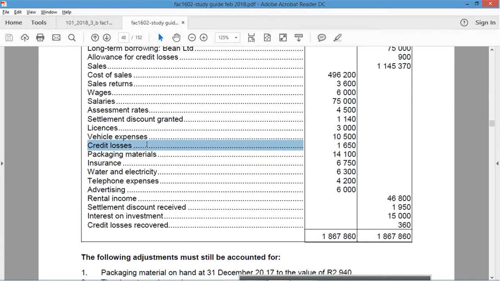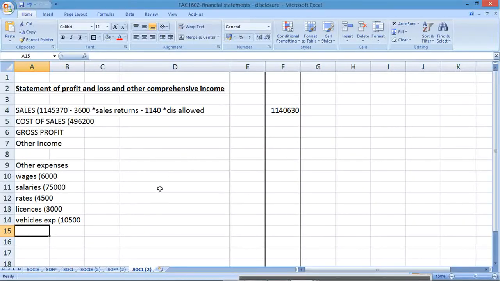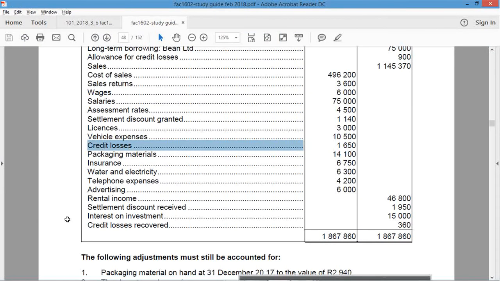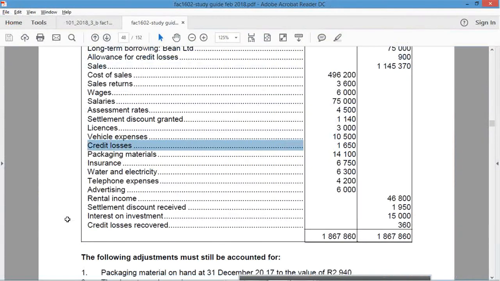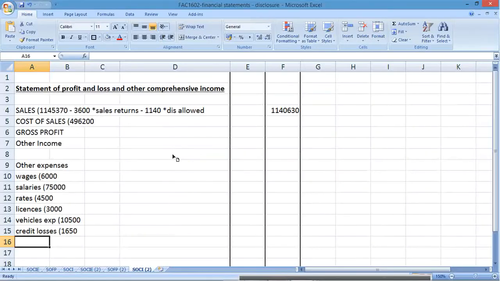Credit losses is a negative asset. No, an allowance for credit losses is a negative asset. Credit losses is expense. Yes. Remember it has the debit balance. Always look at the debit or credit as a clue. Credit losses goes where? Expense. Yes. 1650. Packaging expense. Correct. 14,100.